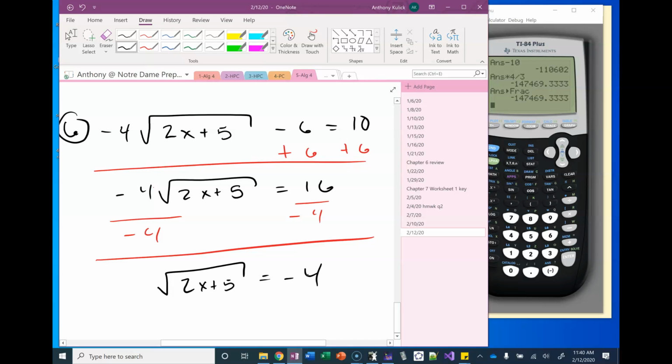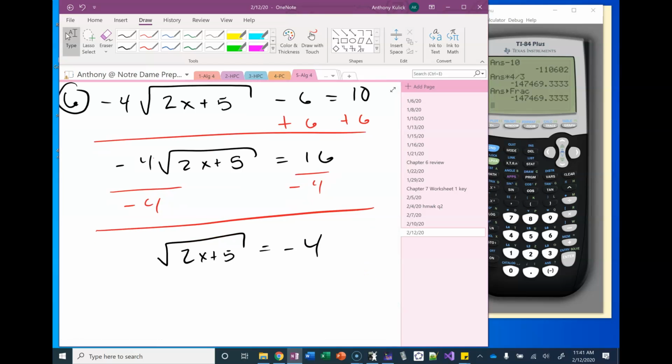Now, on my work here, I stopped. Why did I stop at this point? Henry? Is it because it equals a negative? Yeah, so a square root can't give you a negative number. So I knew right away that this was going to have no solution to it. But let's pretend we didn't notice that and keep on going, because probably a lot of us would have gotten to this point and just kept going, right? That's fine. So what would I do next?